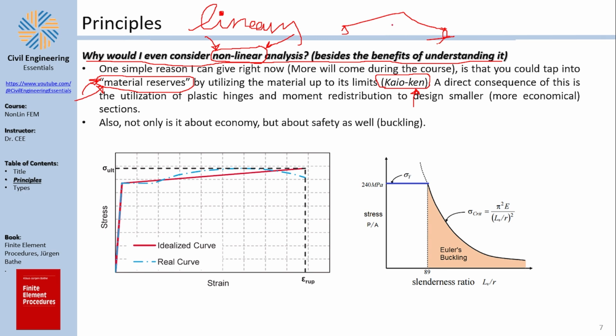But that's something that I might explain to you later. It's not only about economy, it's also about safety because of buckling and von Mises trusses. So yeah, that's basically why I would consider nonlinear sometimes.